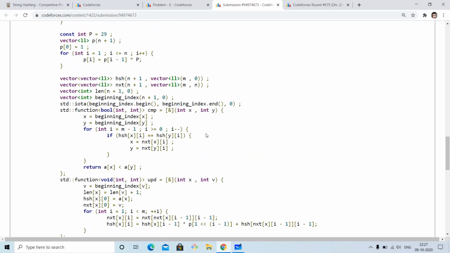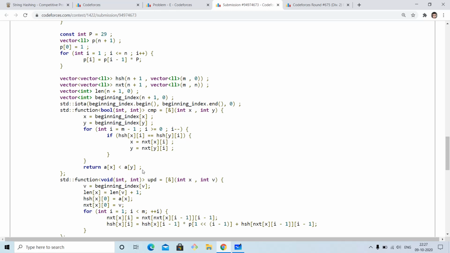So what the comparator function does is, for example, we have to compare index I and I plus 1. Here it is x and y. So what we're going to do, we will compare their hash for the largest length 2 to the power m minus 1. If they are equal, we will shift to the next position x and y, and we will compare up to the point when their hashes are not equal. When their hashes are not equal, we will simply compare the values at those positions ax and ay.